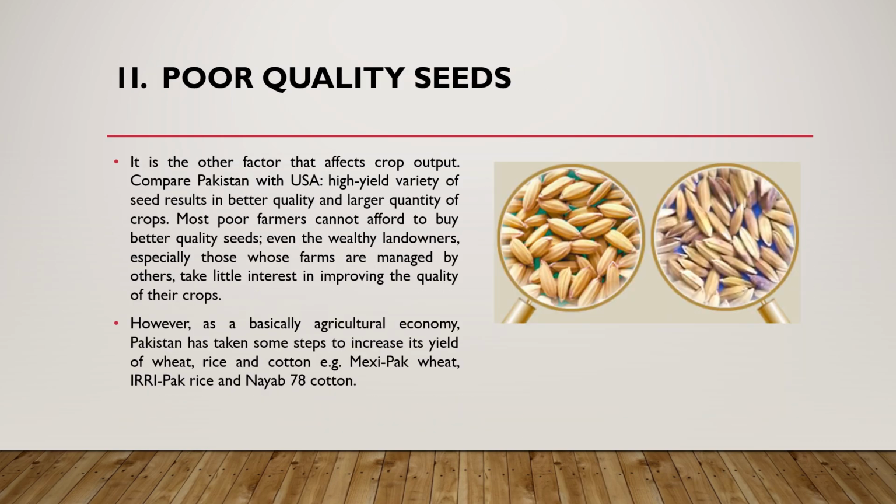The third is poor quality seeds. Farmers are often too poor to buy new and improved seeds and animals, and they save their own seeds and breed animals locally. The government is trying hard to bring in seeds that produce large crops and animals which are strong and produce more milk and meat. But these are expensive and generally beyond the income of small farmers. If we compare Pakistan with the USA, high yield varieties of seeds result in better quality and larger quantity of crops.